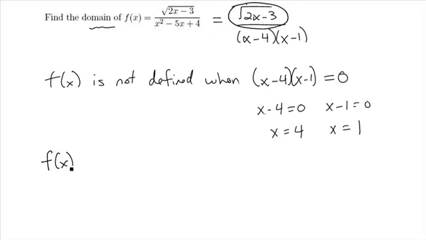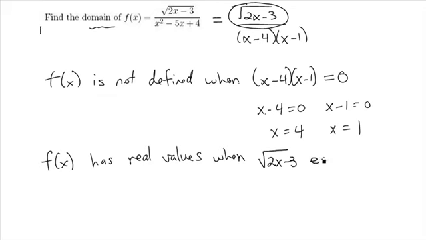So we say f of x has real values when the square root of 2x minus 3 exists. And that's only going to exist if 2x minus 3 is greater than or equal to 0, which is a nice inequality we can solve. Add 3 to both sides, divide by 2, and then we have x has to be greater than or equal to 3 halves.